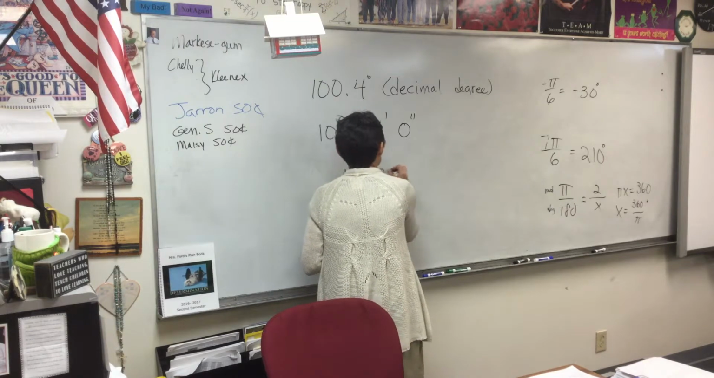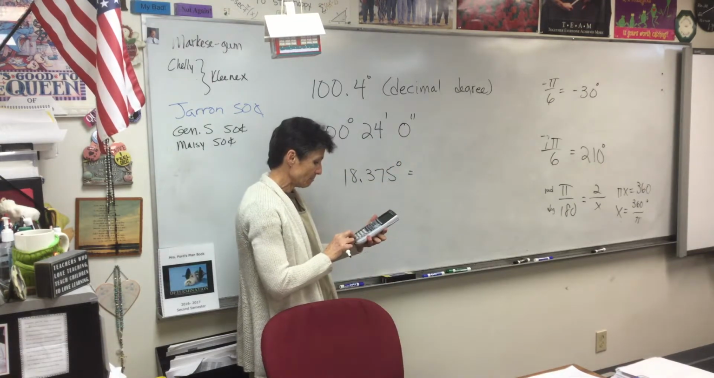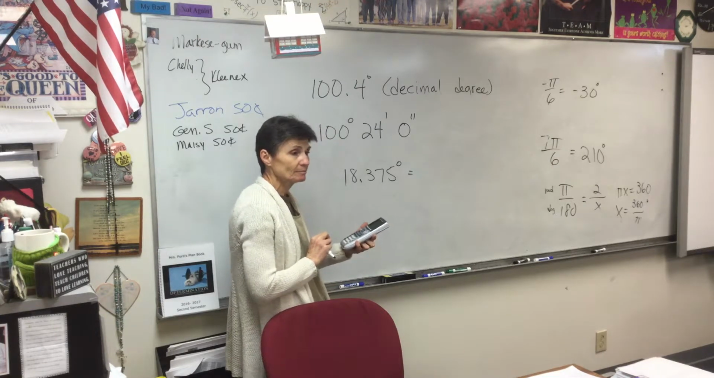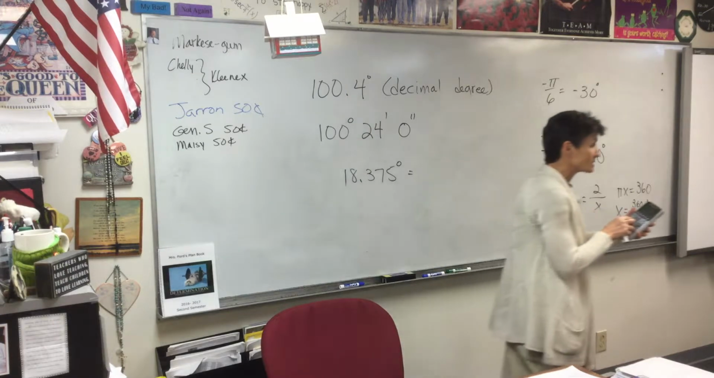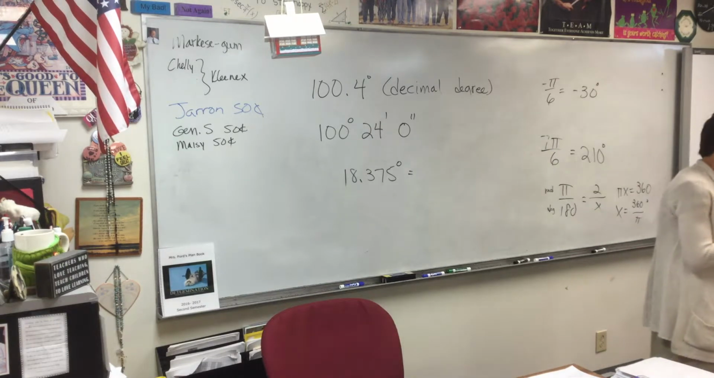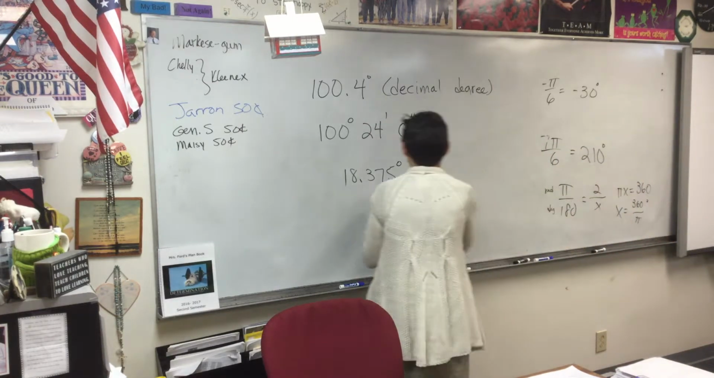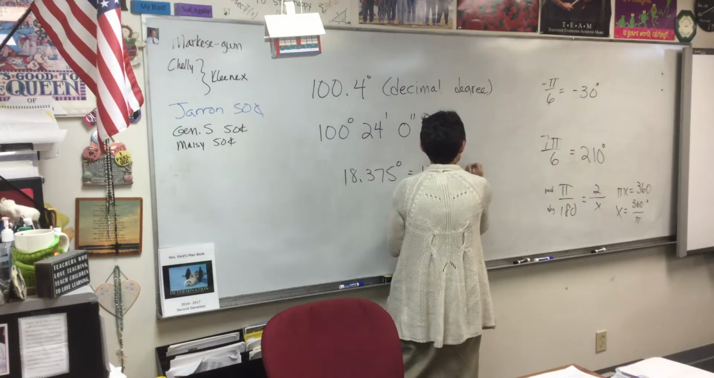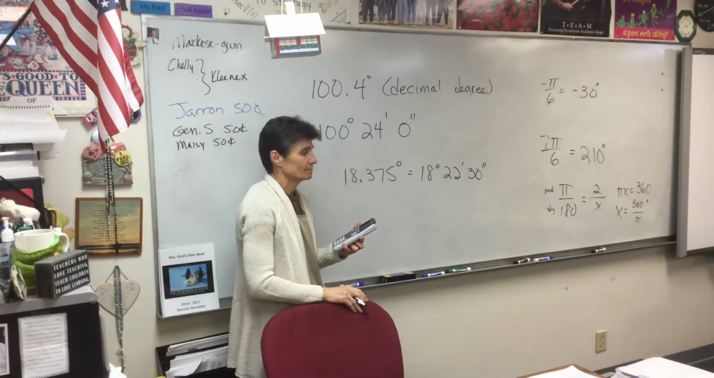All right, so the next one says 18.375. So we'll put in 18.375. Then we go to our angle menu, right? So second apps. Go down to DMS. What'd you come up with? 18, 22, 30. 18 degrees, 22 minutes, 30 seconds. Perfect.